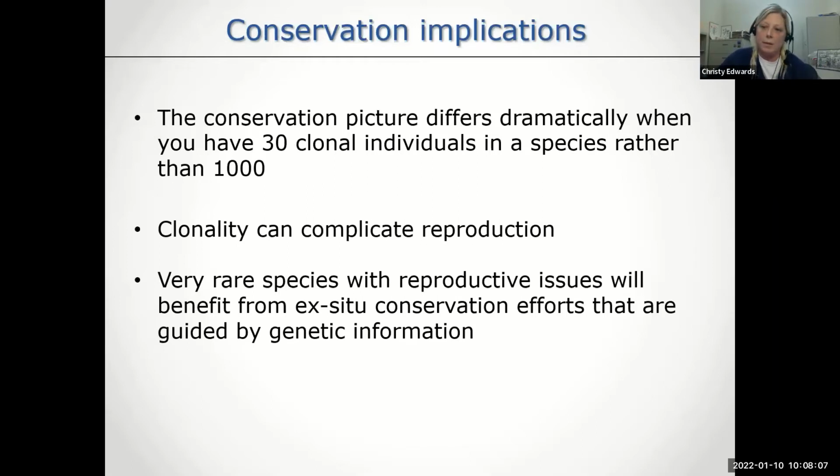So generally, the point here is that the conservation picture really differs if you think you have 1,000 individuals and you actually only have 30, right? The species just becomes a lot more rare. And not only that, these species that are highly clonal a lot of times have some pretty serious reproductive issues. And I think this underlines what Joyce is saying, which is that these really rare species where there are very few individuals are really good candidates for genetic analysis. And they're also really good candidates for more extensive ex situ conservation and maybe reintroductions as well.